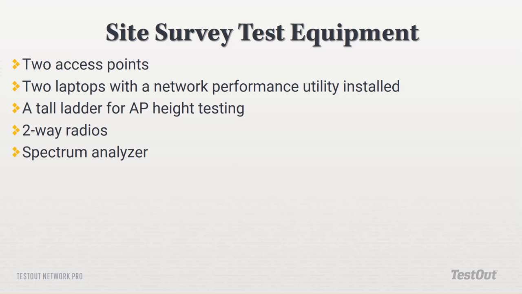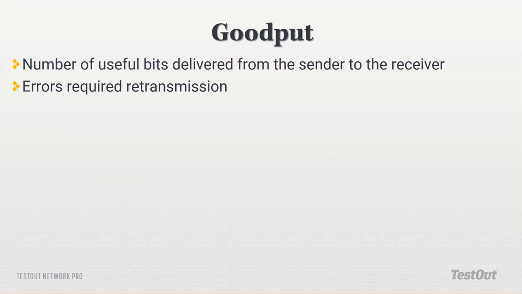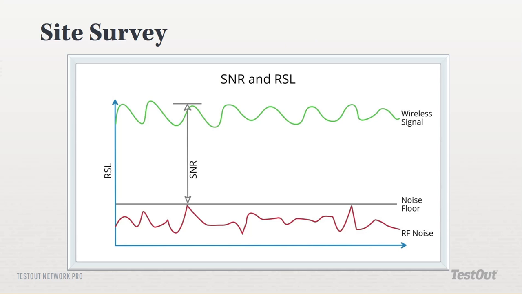Again, you want to test the equipment. Obviously, you need to have two access points, two laptops, a tall ladder, radios, and a spectrum analyzer. So here you go: you're going to mount, align, test, and if you have to, move and test. The spectrum analyzer is going to give you a lot of information. Here is the definition of goodput: the number of useful bits delivered from the sender to the receiver, minus any kind of errors. Here is a spectrum analyzer.